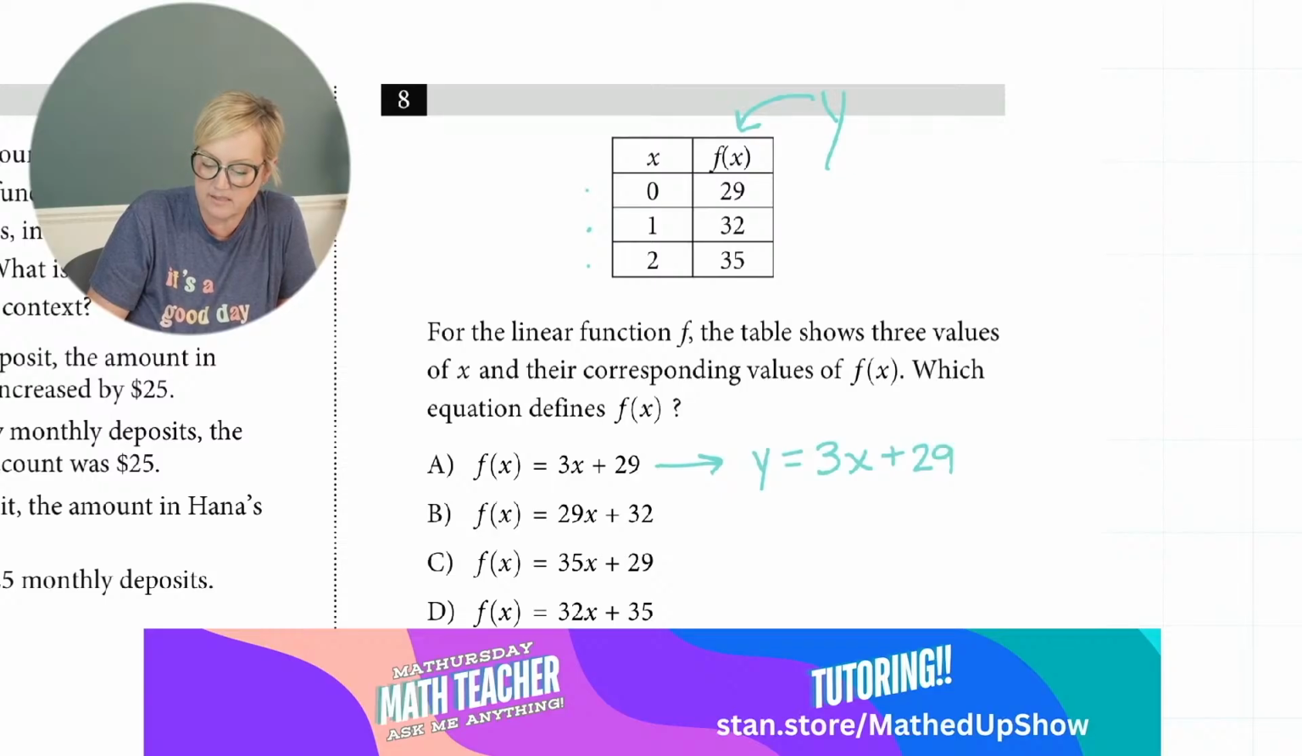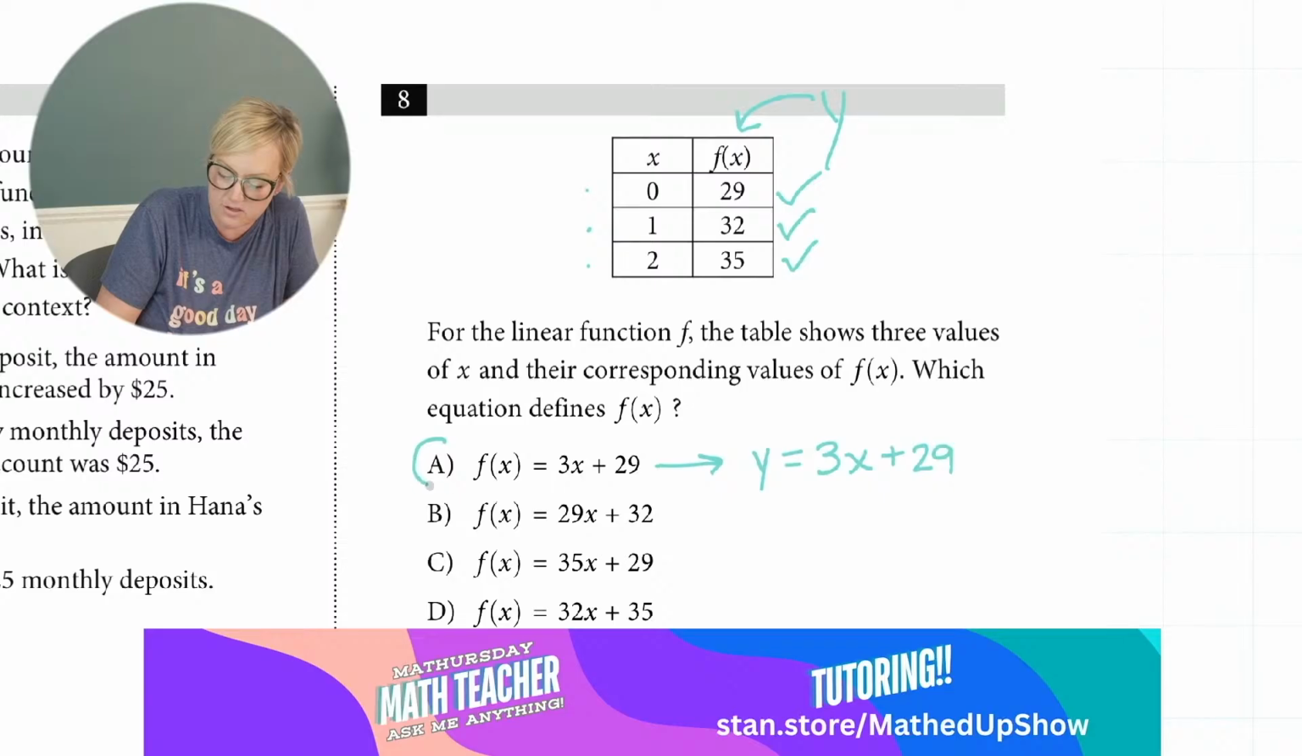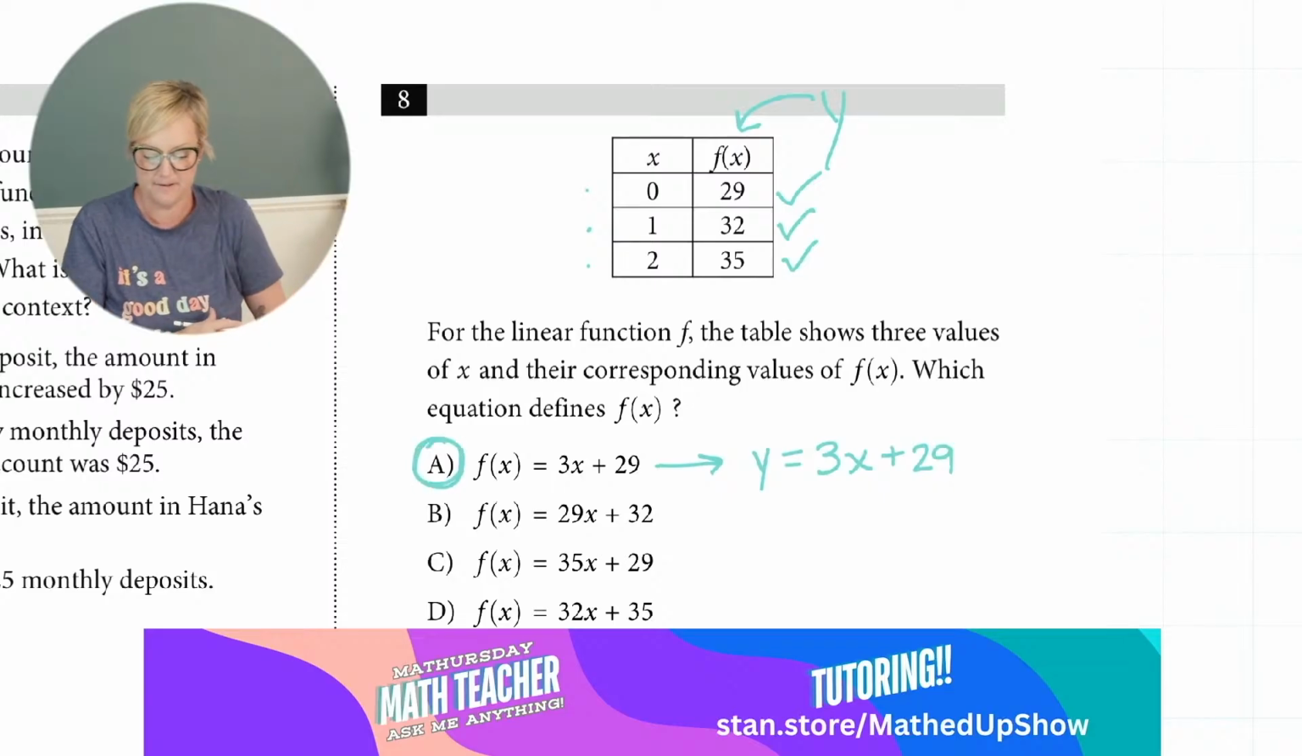So when x is 0, 3 times 0 plus 29 equals 29. So that one works. 3 times 1, which is 3, plus 29 is 32. That one works. 3 times 2, which is 6, plus 29 is 35. So that one works. So the answer is A.